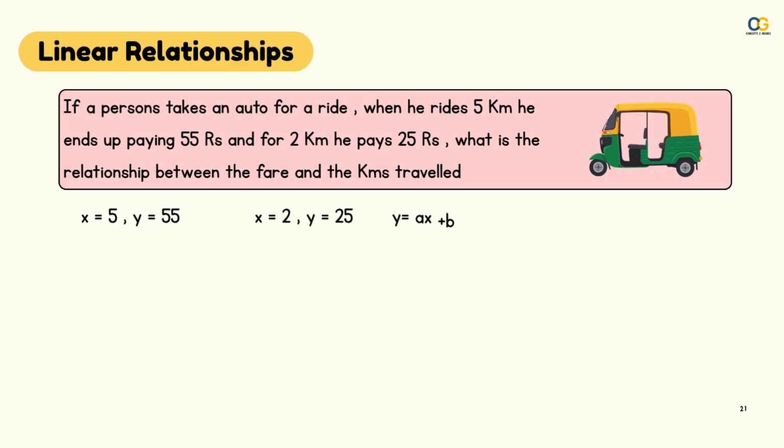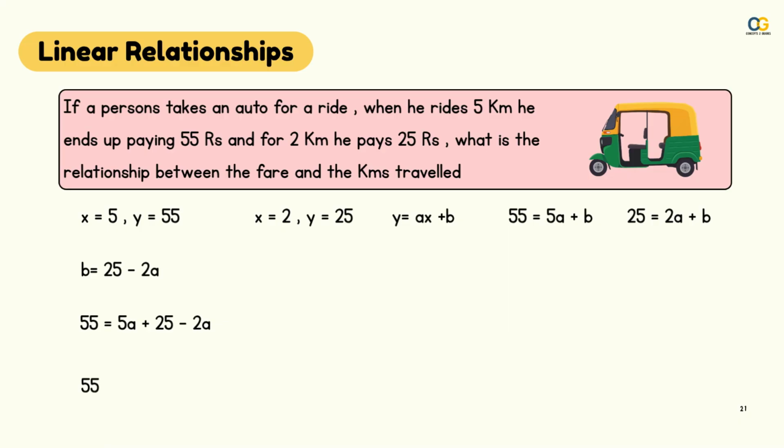So if I have to write this in the form of y is equal to ax plus b, the first equation can be written as 55 is equal to 5a plus b. And the second statement can be written as 25 is equal to 2a plus b. Now I can write from here b is equal to 25 minus 2a. And if I substitute this b into the other equation where 55 is equal to 5a plus b, I can say that 55 is equal to 5a plus the b part, which is 25 minus 2a.